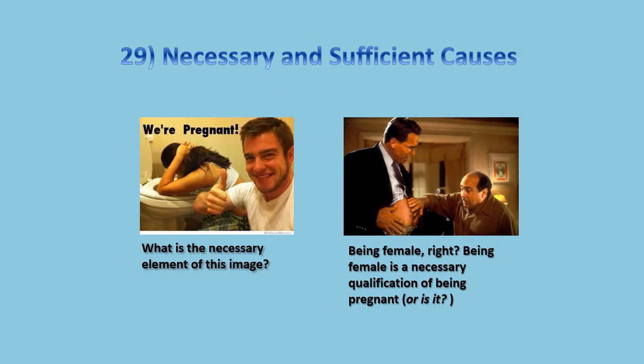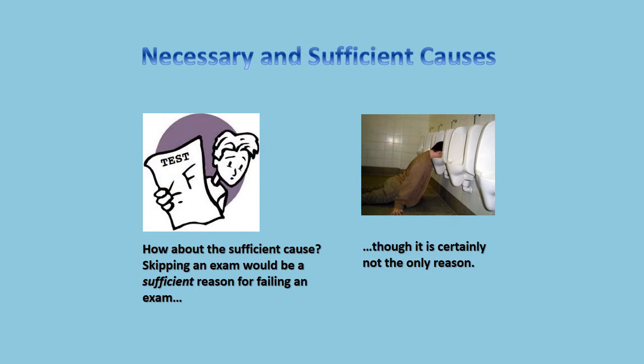Okay, you have to understand the difference between what is necessary and what is merely sufficient for a cause. For example, when you're talking about pregnancy, what is the necessary element? You have to be female in order to be pregnant. Versus the sufficient scenario that I put on my next slide, you can fail a test by not going to it. You can also fail it by just going out and partying all night. They're contributing factors, but it's not requisite. So necessary is absolute, whereas sufficient qualifies it, but doesn't necessarily qualify it as necessary.